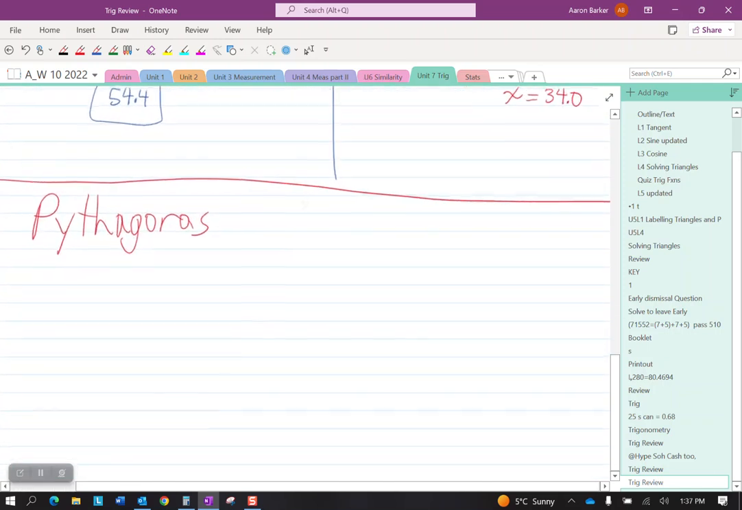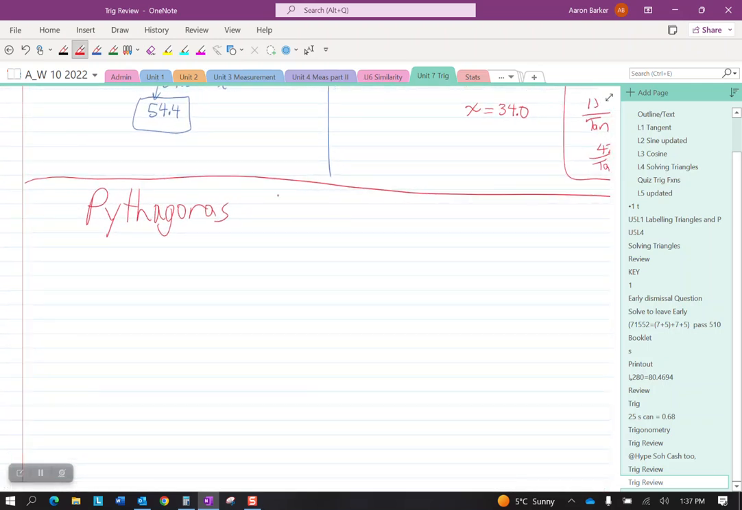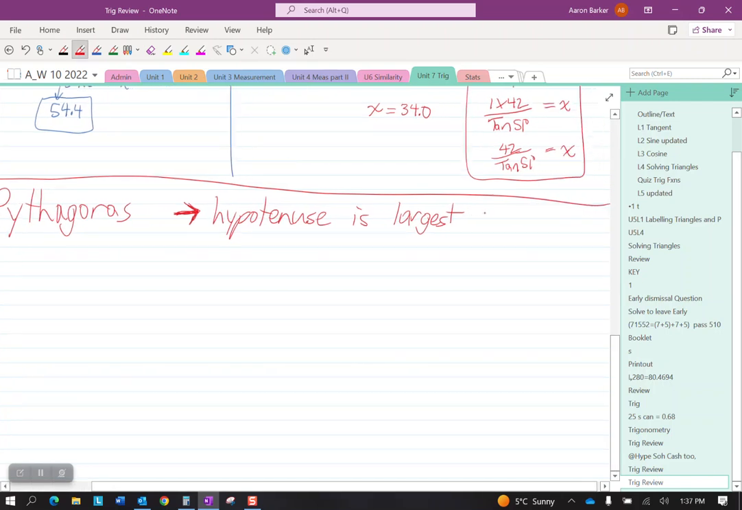Okay, Pythagoras. So the key with Pythagoras is that what? What did we talk about being the key with Pythagoras? The hypotenuse is, that's right, the hypotenuse is the largest side. If you remember to check and double check that, it's very hard to get Pythagoras wrong.